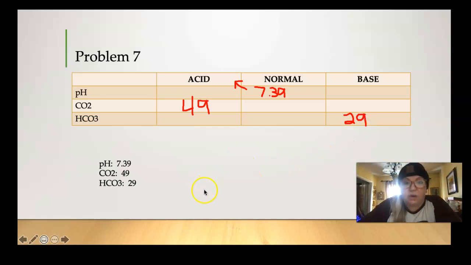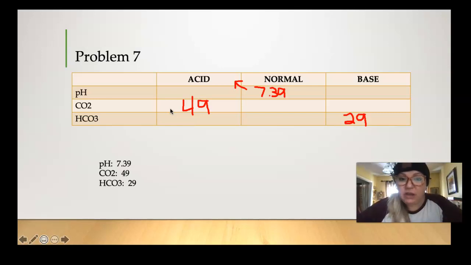Right now we have something that has been fully compensated, but how do we know what the actual underlying disorder is? There's a couple of ways to look at this. We have 7.39, which is leaning acidotic, so I'm most likely inclined to think that our acidotic value is our CO2. So I'm leaning to say this is going to be a respiratory acidosis that's been fully compensated by the bicarb.